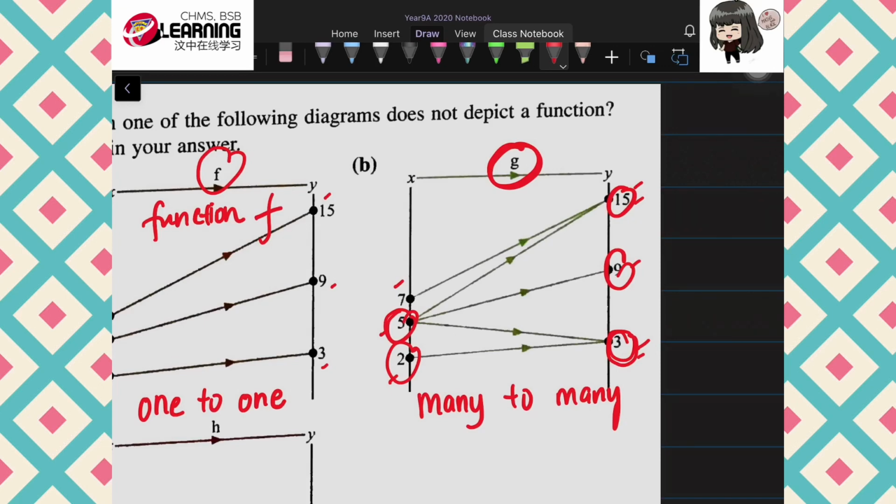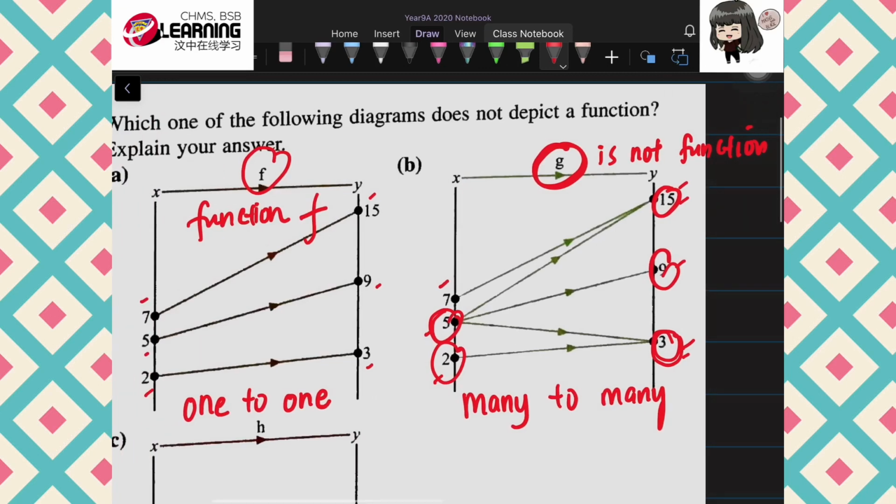So G is not a function, because it's a many to many relation. G cannot be called a function because it's many to many.